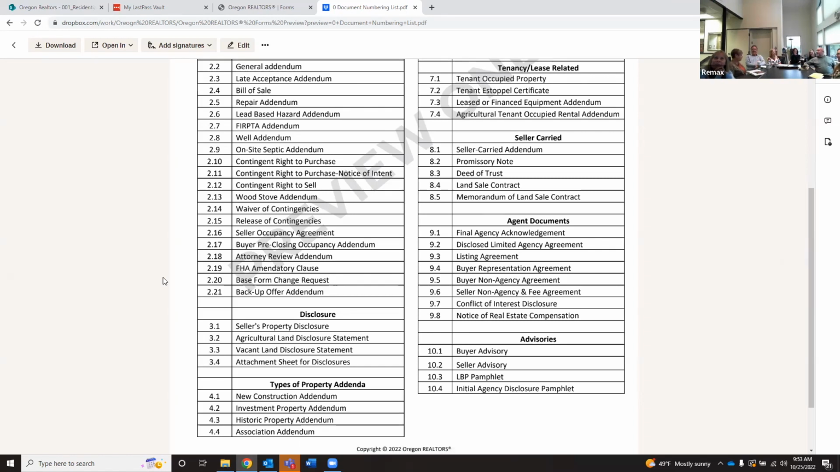Yeah, okay. We got FHA amendatory clause. That is statutory language. It didn't change very much. The base form change request. That is, our stance, even in the current sense on the legal hotline, is when someone gets a form that they don't understand, they should typically keep that transaction all on the same type of form.